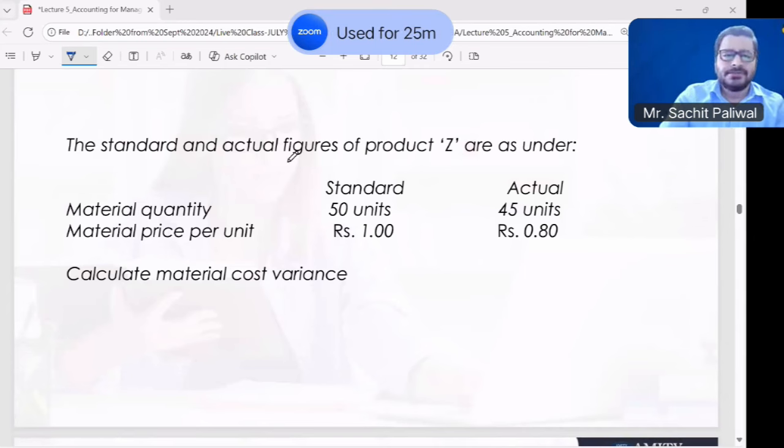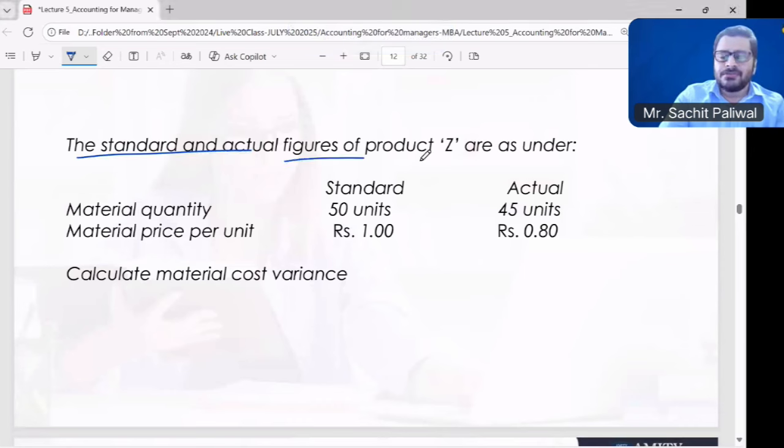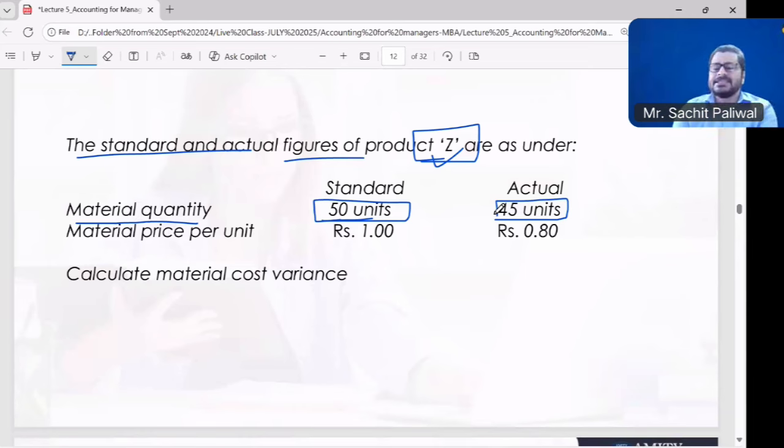So this is the small illustration. Standard and actual figures of product Z are provided. Standard is 50 units. That is, the quantity we require to manufacture product Z is 50 units. But actually we have utilized only 45. So we can clearly see that the standard was 50, but we actually used 45. So there is a variance. If you look at the question itself, the variance can be visible. And we can also see this variance is favorable because the standard was 50, but we actually used 45.